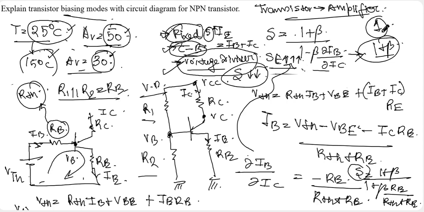As I have explained here, the minimum value is 1 and the maximum value is 1 plus beta. If the stability factor tends to the maximum value, the circuit will be least stable. And if the stability factor tends to the minimum value, then that configuration will be more stable. So for the fixed bias, the stability factor was equal to the maximum value, so the stability was least. In the voltage divider bias, the stability factor tends to the least value, so it has the least stability factor among all of these three biasing modes. So this voltage divider bias has the highest stability among these three transistor biasing modes.